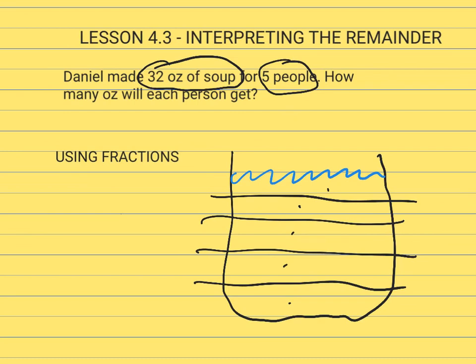If we're looking at soup, I'm cutting it into fifths. So that's kind of what I'm looking at. Remember, total of 32 ounces, and then each one is going to get a fifth. So this is 1/5, 1/5, 1/5, 1/5, 1/5. This is where, again, fractions come in. I'm taking a whole and dividing it into fifths.